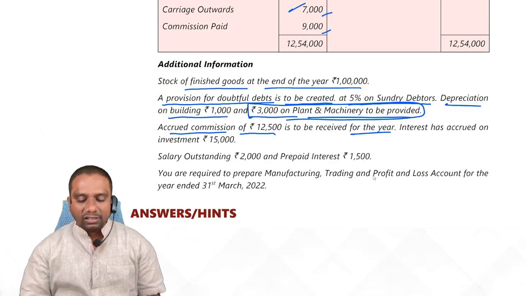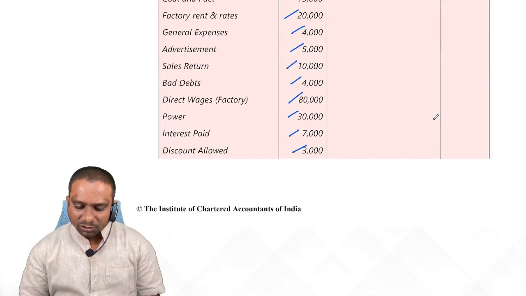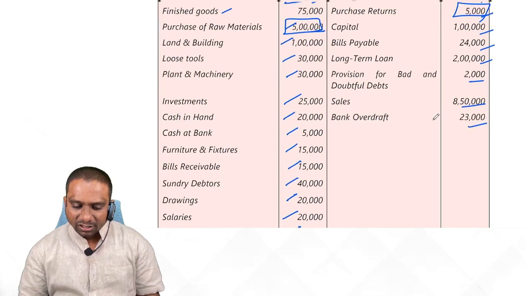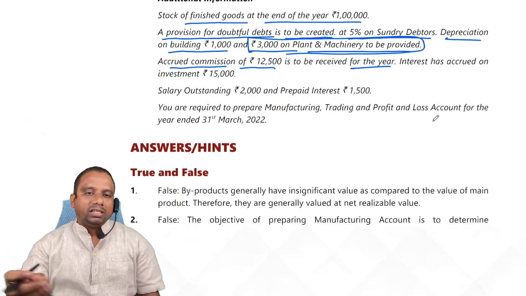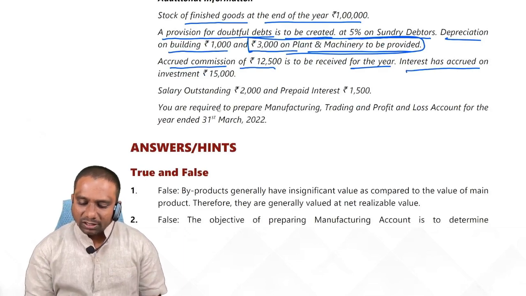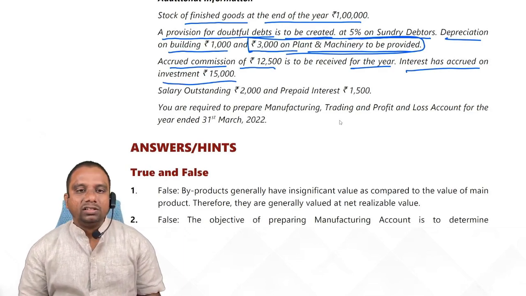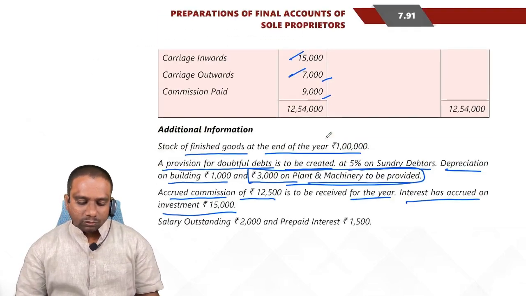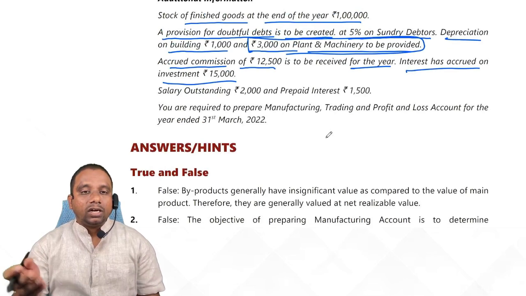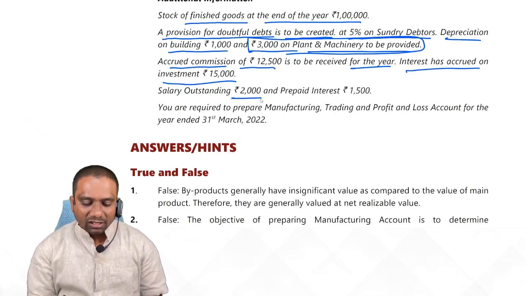So asset, credit. Already commission received how much? Did we receive any commission? No. So credit this, and show balance sheet asset. Interest has accrued on investment 15,000. Did we receive any interest till now? No. So P&L account credit side and balance sheet asset. Simply salary outstanding 2,000.